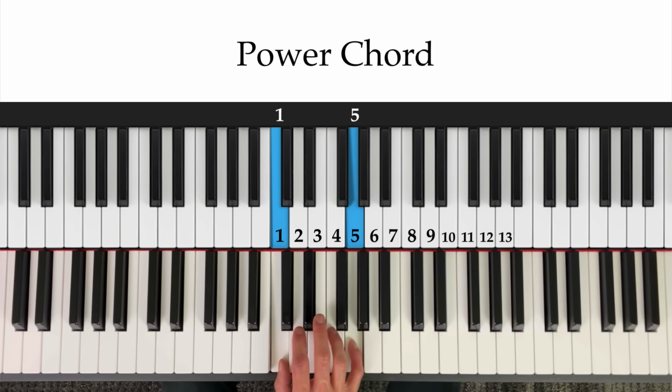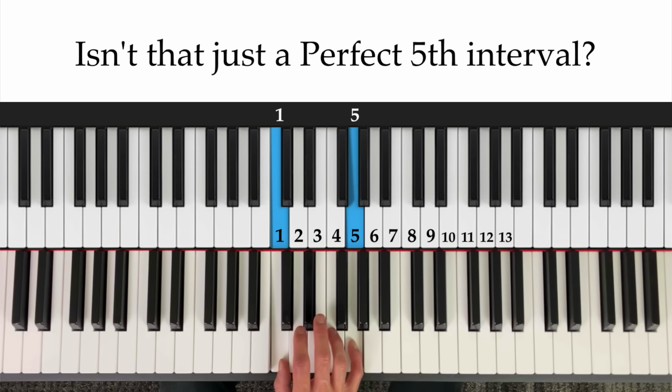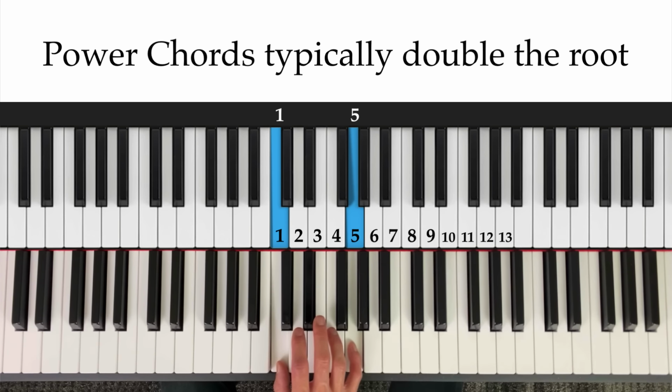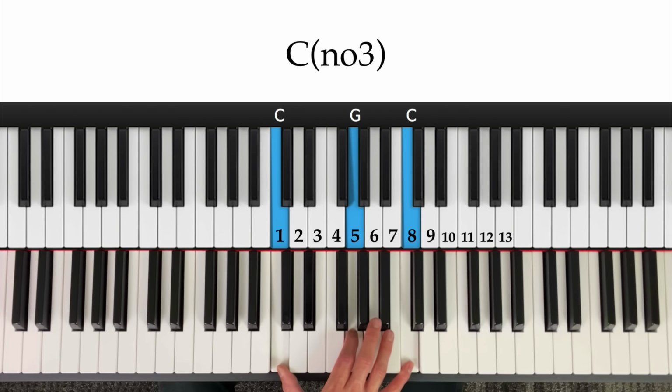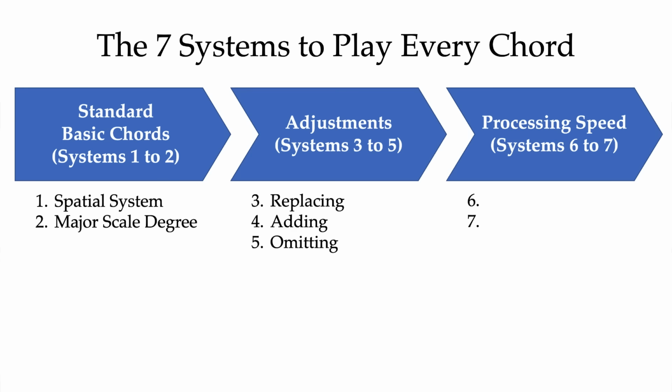Now, I know you're looking at this and saying, isn't that just a perfect fifth interval? It's only 2 notes. Typically, when playing a power chord, you'll also double the root, like this. Besides C no 3, people also write the power chord as C5. Okay, so that's replacing, adding, and omitting. And you can actually do all 3 at the same time.